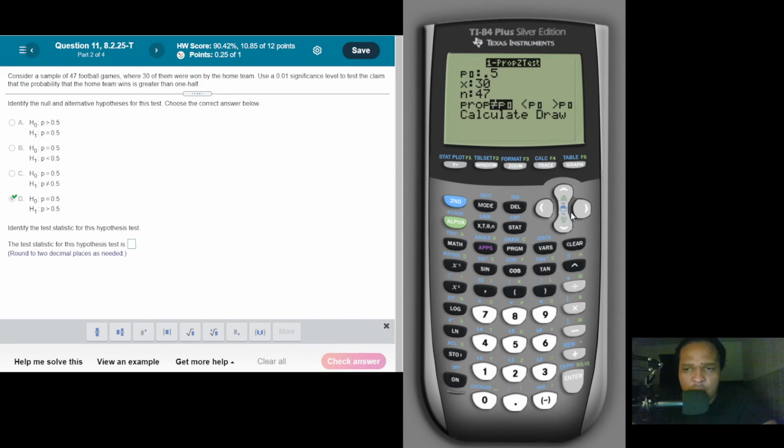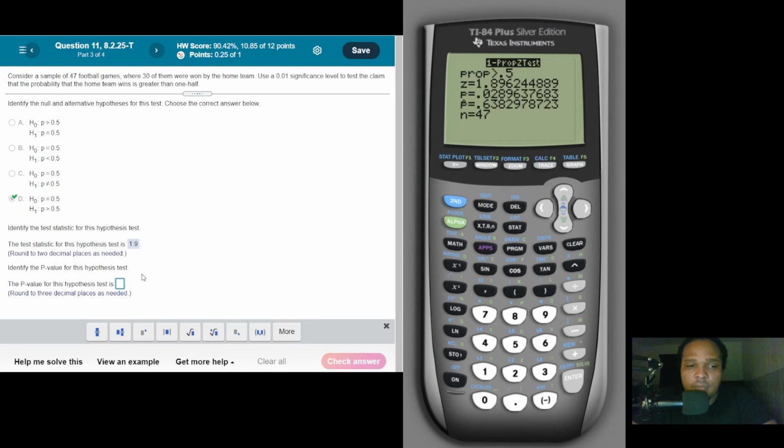Let's see, greater than, same symbol as your alternative hypothesis. Hit calculate. There it is. The test statistic is going to be 2 decimal places, 1.8. Add the 1 to it because it's 6, so it's going to be 1.9.